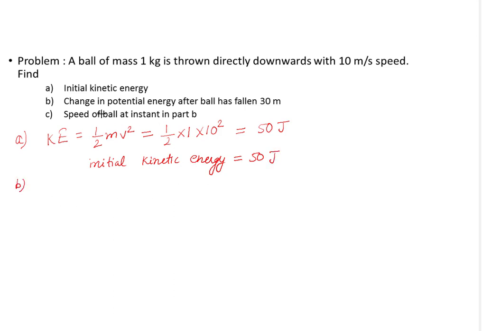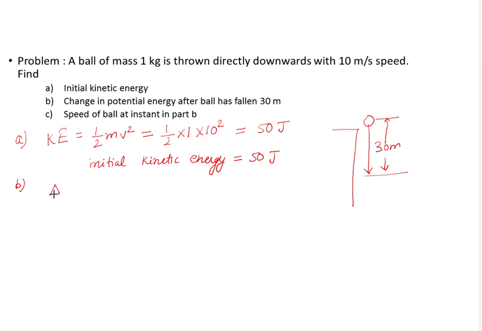Part B is asking for the change in potential energy after the ball has fallen 30 meters. See, the ball is going down, correct? So the ball is here and it is coming down. When it is coming down, the potential energy of the ball is going to decrease, because the ball is coming down.